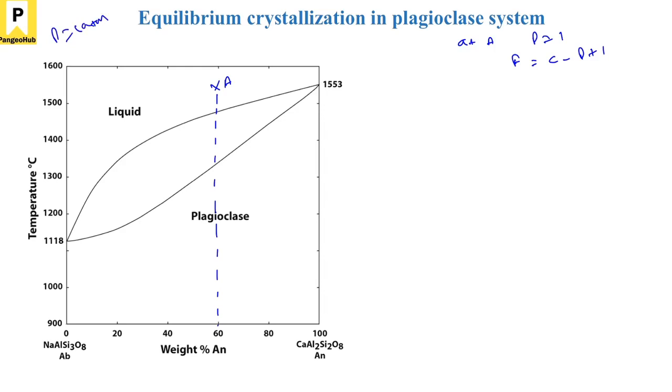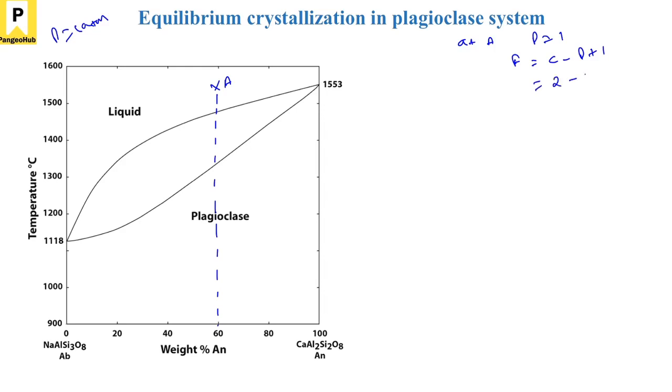If there is a change in pressure, we will define it. Let's say if I want to check it at 5 kilobar, then I have to fix the pressure at 5 kilobar, and so on. So this will be defined. Unless defined, this is taken as 1 atm. So F equals C minus P plus 1.